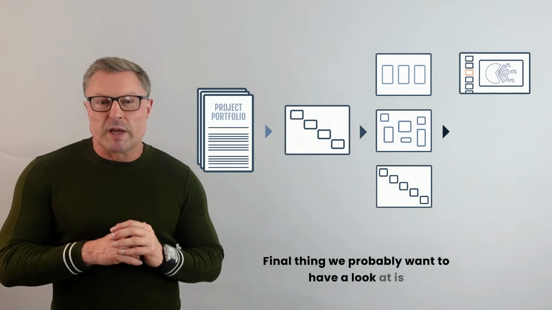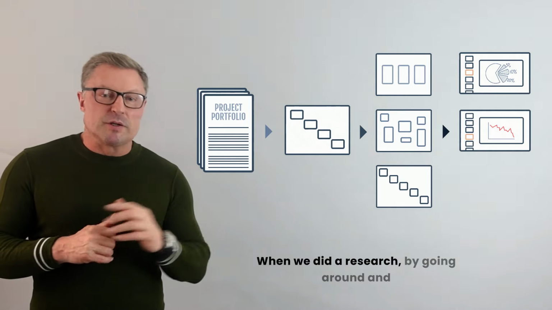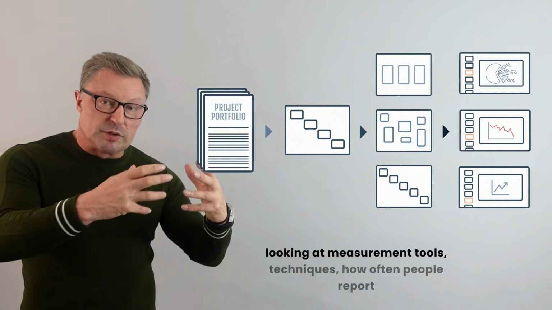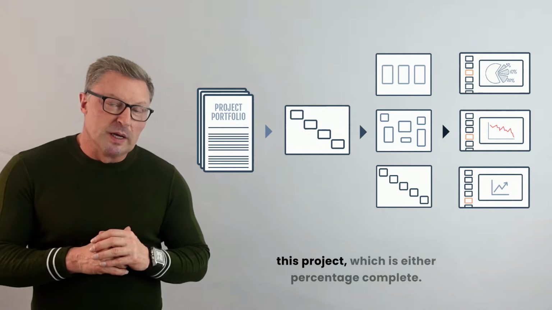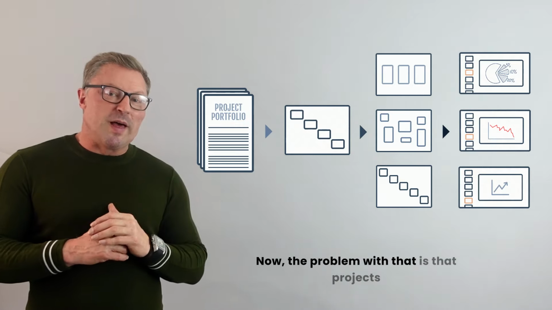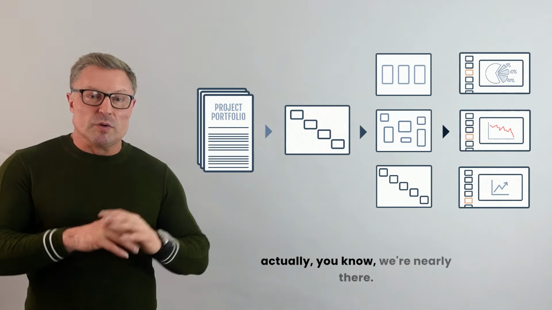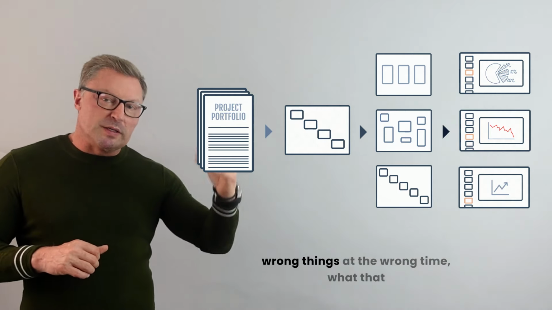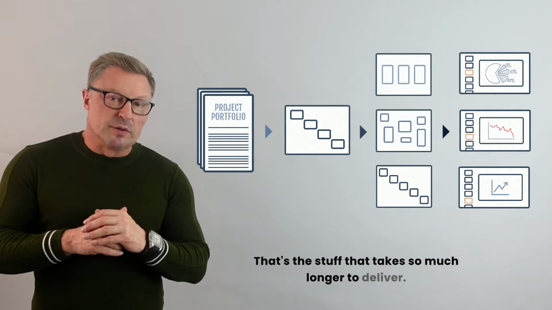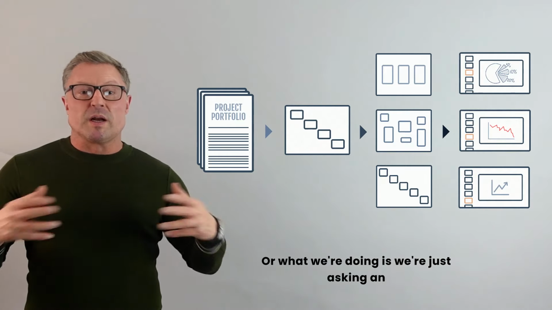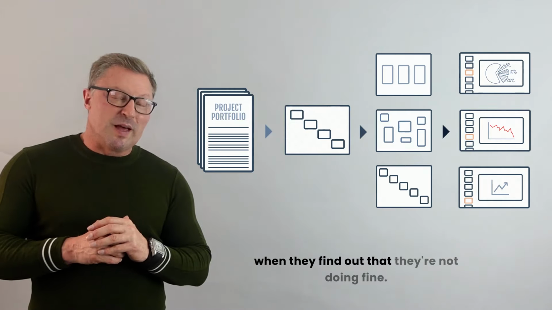Final thing we probably want to have a look at is how we measure things. What we see in this organisation, when we did our research, by going around and looking at measurement tools, techniques, how often people report, is that measurement is done in two ways in this project, which is either percentage complete. Now the problem with that is that projects typically say, oh, we're 70, 80% complete, and actually, we're nearly there. But of course, if you're working on the wrong things at the wrong time, what that means is often the difficult stuff gets left. That's the stuff that takes so much longer to deliver. Or what we're doing is we're just asking an opinion every fortnight as to how we're getting on. People say we're doing fine until the last minute when they find out that they're not doing fine.